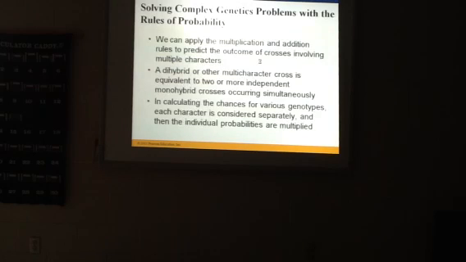Solving complex genetics problems with the rules of probability. We can apply the multiplication and addition rules to predict the outcome of crosses involving multiple characters, meaning you're looking at more than one character, right? You're both round and yellow, or green and bumpy. A dihybrid or other multi-character cross is equivalent to two or more independent monohybrid crosses occurring at the same time. So in calculating the chances for various genotypes, each character is considered separately.